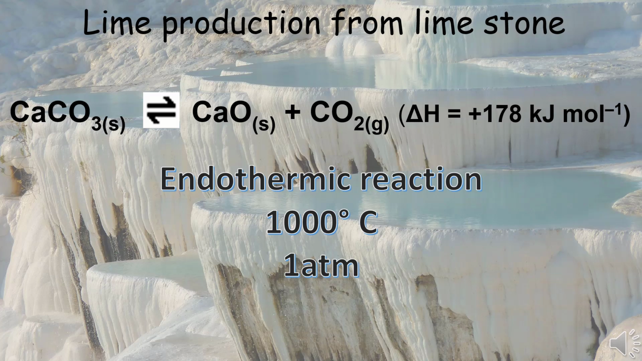Production of lime from limestone is an endothermic reaction. From Le Chatelier's principle, increasing temperature moves the equilibrium to the right to minimize the temperature change. Hence, calcium oxide formation is favored by high temperature. In fact, the reaction is not feasible until it reaches at least 900 to 1000 degrees Celsius.